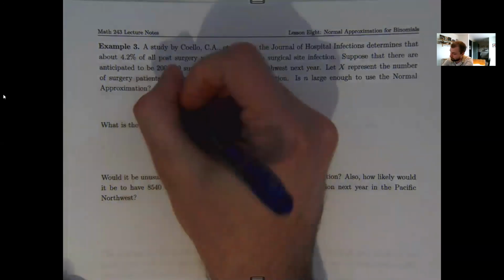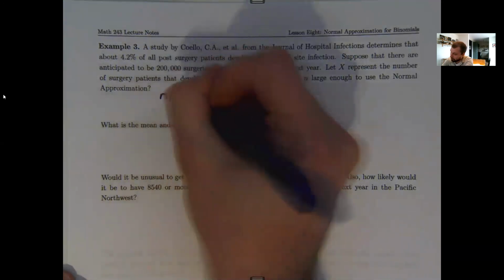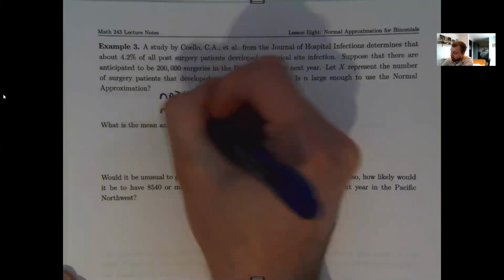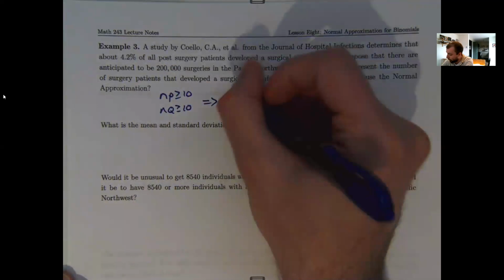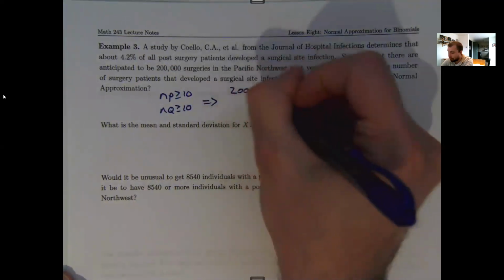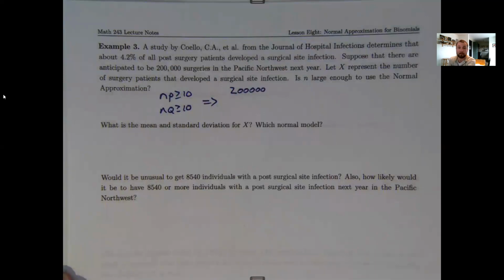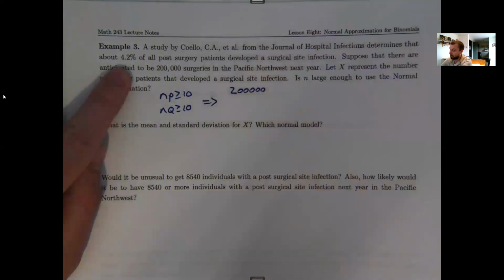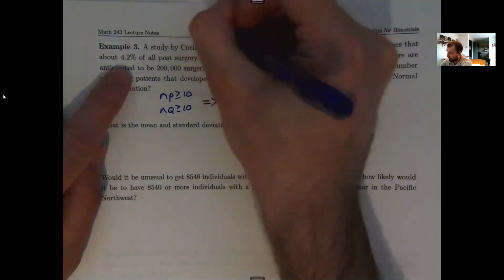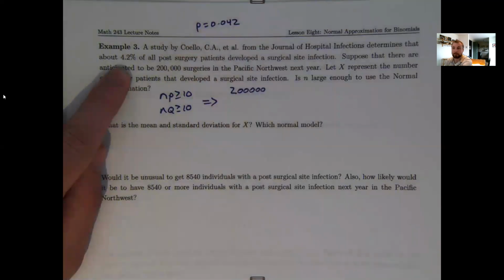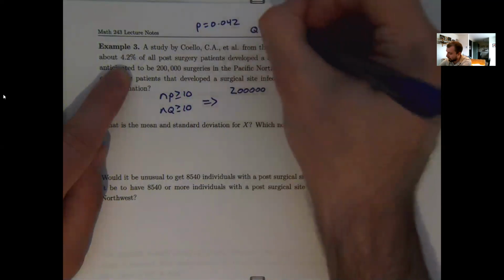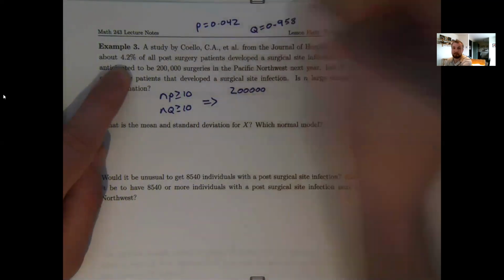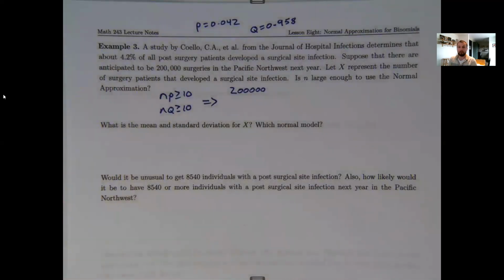Okay. I'm checking if N times P is bigger than 10. And I'm checking if N times Q is bigger than 10. I'm dealing with 200,000 as my N. So I mean, yeah, probably both of these things are going to end up being bigger than 10, but let's check. My success rate, and success is the thing that you are counting. It doesn't mean that it's a good thing, is 4.2% for my infection rate. And for those not getting infected, that's 1 minus their complements. That'll be my 95.8%.